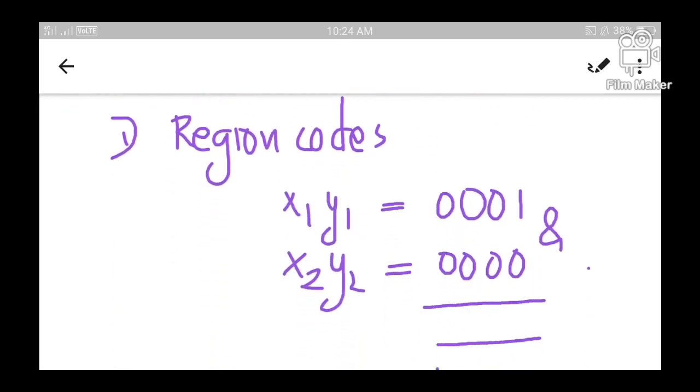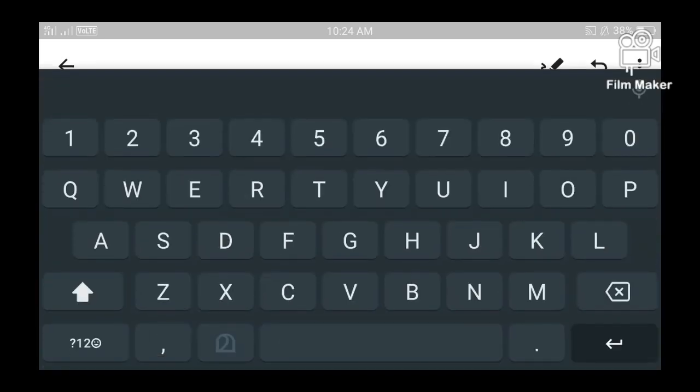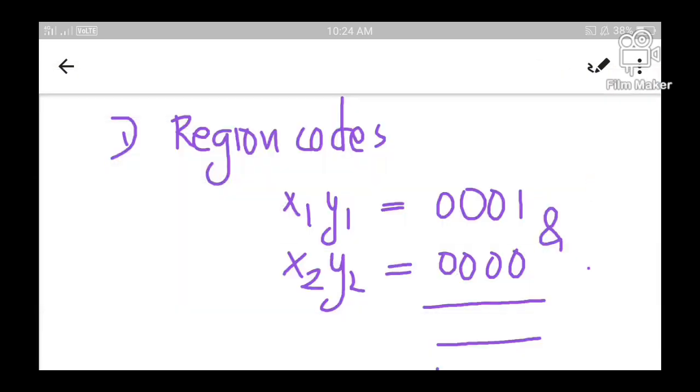Algorithm says first we need to find the region codes of the 2 points. So we were having 2 points x1, y1 and x2, y2, and using the region code rule we can find the region codes of both these points. And those who don't know how to compute the region code of the point, you may refer to my previous videos where it is clearly explained of how to compute the region code of a point. So using those calculations, we have computed the region code of both x1, y1 and x2, y2.